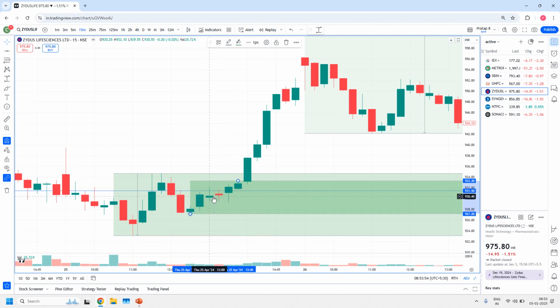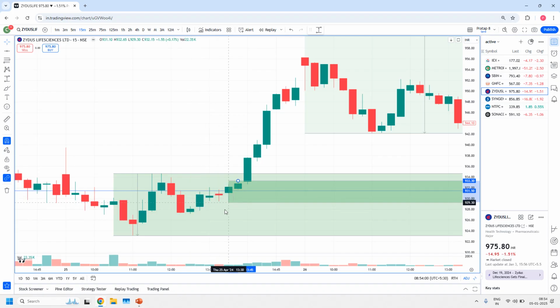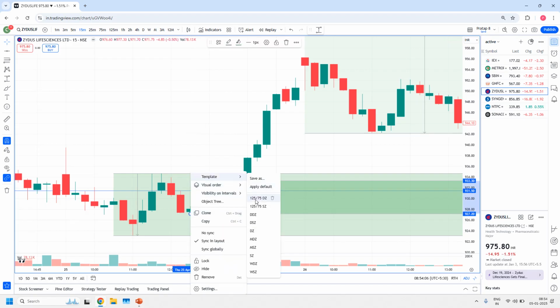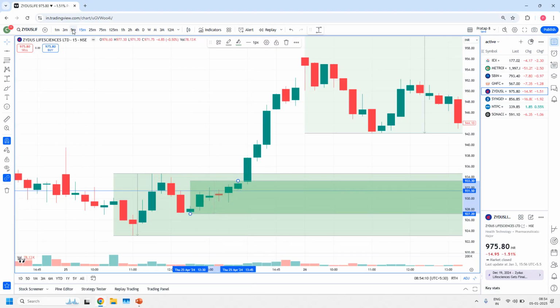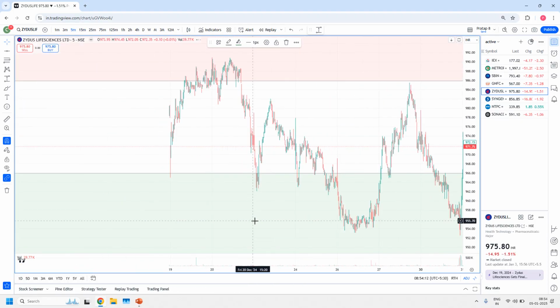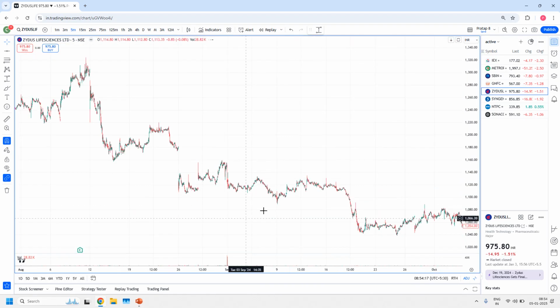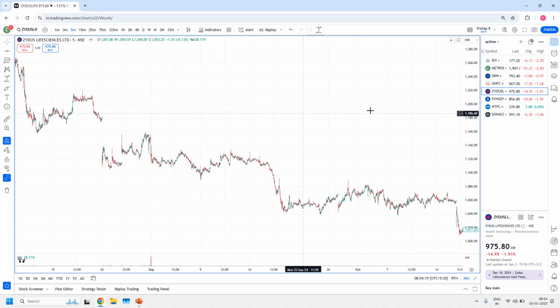Drop 1, 2, 3, 4, 5, 6. And if you consider this as a rally, probably you draw the zone like this. Either way is okay. This is the 15 minutes demand zone, and inside the 5 minutes demand zone, what we already drawn earlier, now again we have to draw, because I made the previous one as a 15-minute zone.